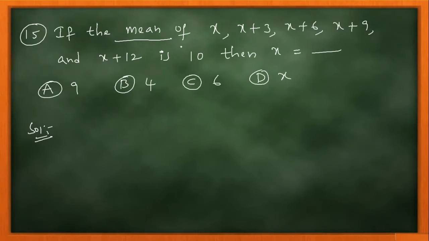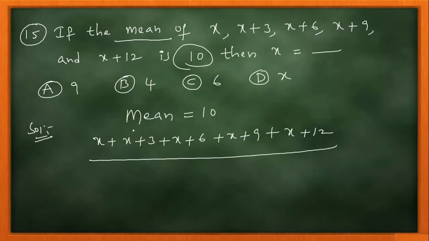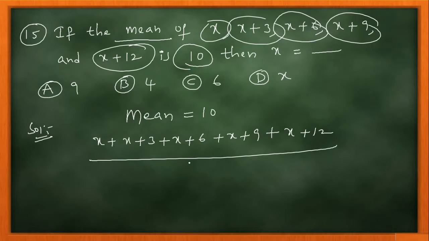Again, mean concept. Mean is given as 10. The concept of mean is the sum of the observations, x plus 3 plus x plus 6 plus x plus 9 plus x plus 12, divided by the total number of observations. Total 5 observations, that equals 10 by 1.